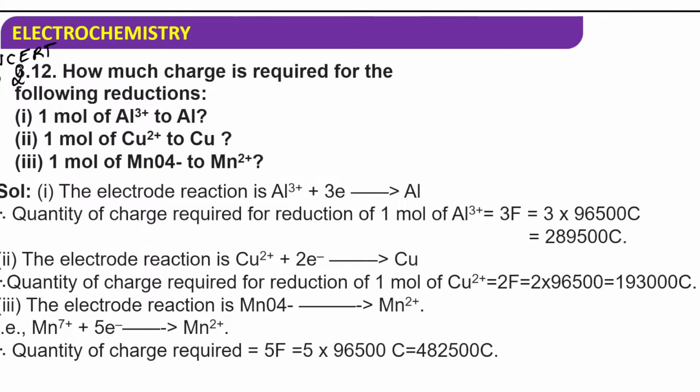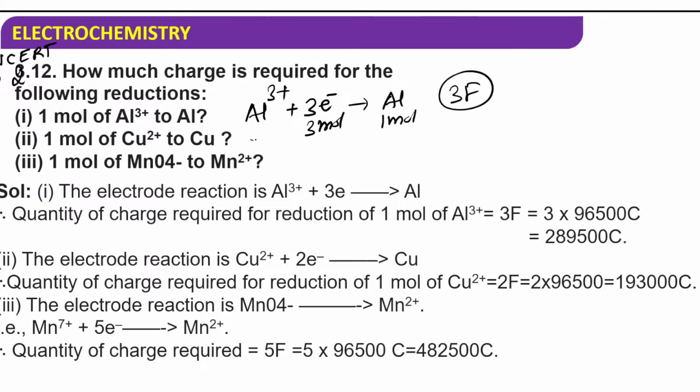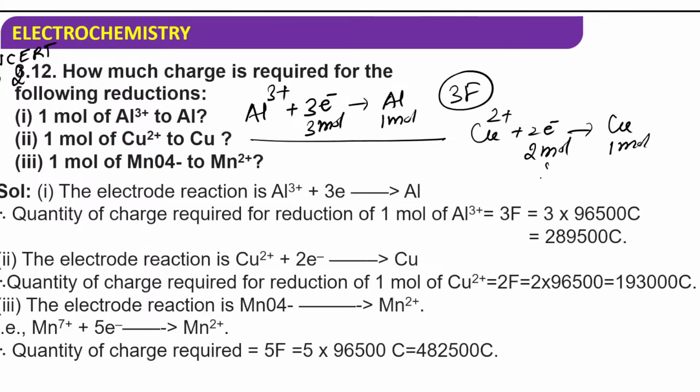Twelfth question. How much charge is required for 1 mole of aluminium 3+? So aluminium 3+, 3 electrons to aluminium. That means to get 1 mole of aluminium, 3 mole of electrons should be passed through it. That means 3 Faraday of electricity is required. For copper 2+ to copper, one mole, we need 2 mole of electrons, means 2 Faraday of electricity is passed. You can see 3 Faraday, 2 Faraday.